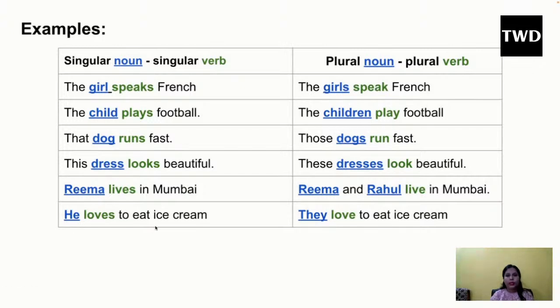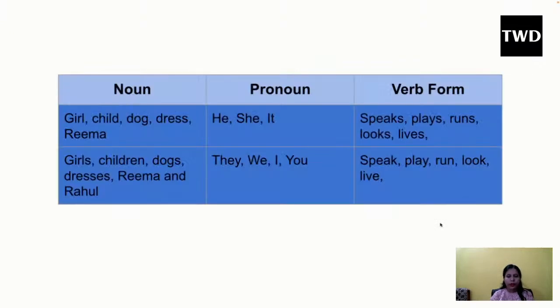He loves to eat ice cream. So can you see here? Here we have got a pronoun. Singular third person pronoun, and it is taking a singular verb with s. He loves to eat ice cream. They. Here we have got a plural pronoun. They love. This is the verb. This is a plural verb without s. They love to eat ice cream. Understood? Okay.